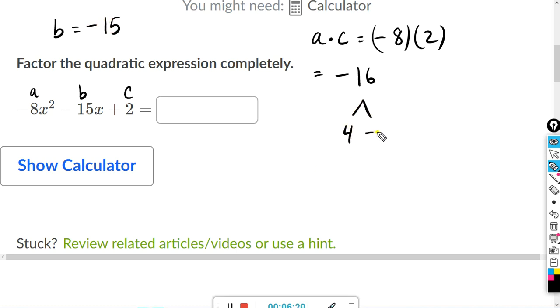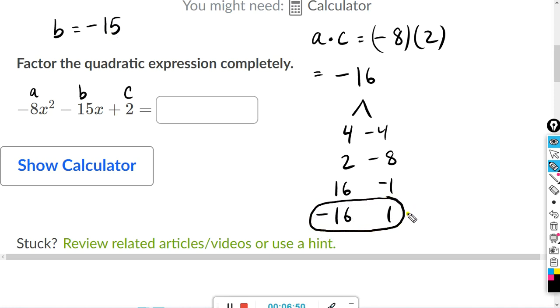We have 4 times negative 4. We have 2 times negative 8. We have 16 times negative 1. We have negative 16 times positive 1. Okay, do we have a pair that adds to negative 15? Yes, that's this one right here. So we're going to use these two numbers to replace negative 15.